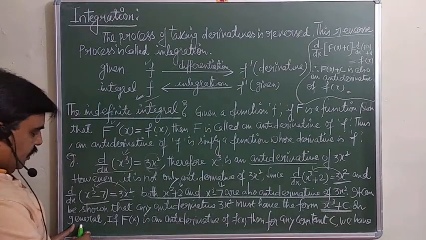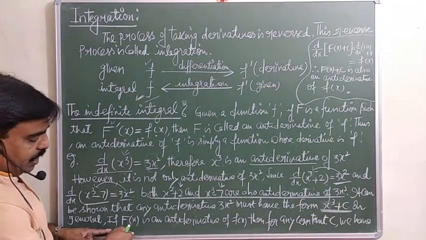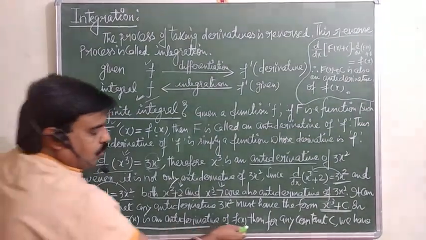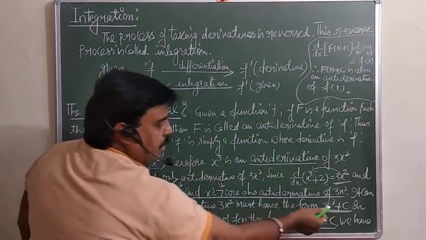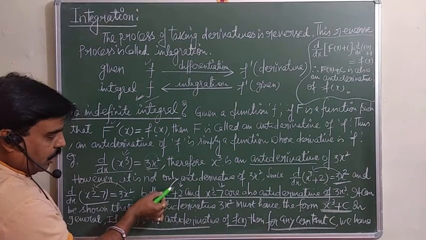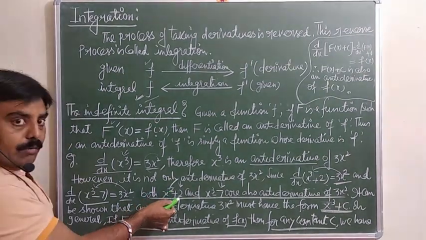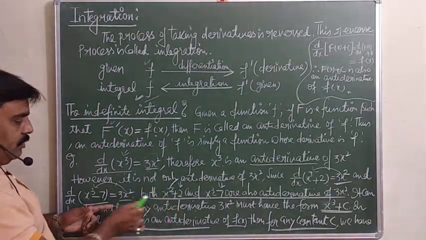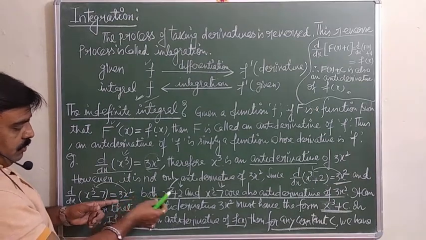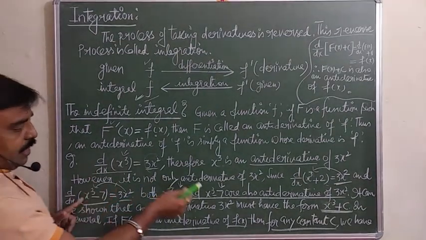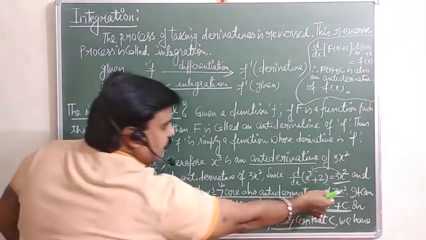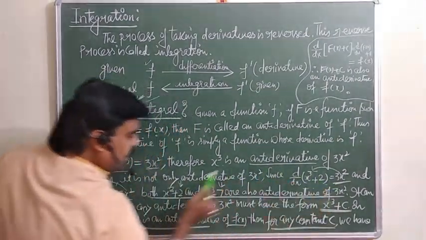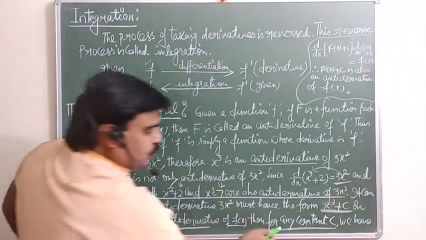In general, if we write that capital F(x) is an antiderivative of f(x), then for any constant c. Means as this constant, just see now, if you take the antiderivative of x square plus 2, you get x cube. Then if you take this one, you also get this one. The antiderivative of 3x square is this one only. So for any constant c.